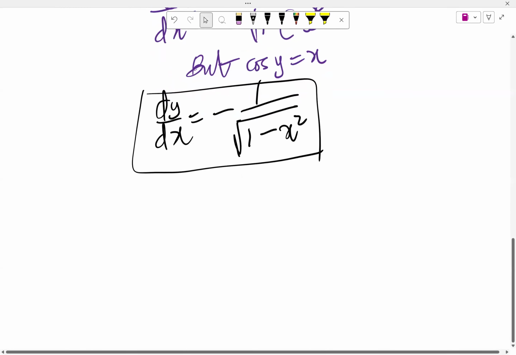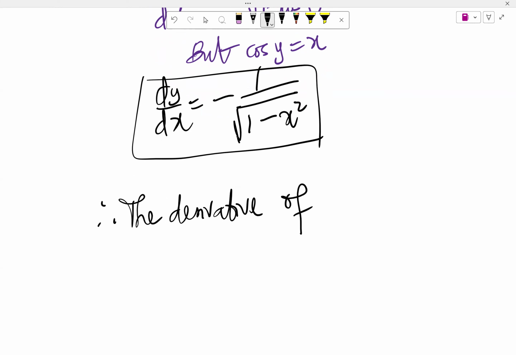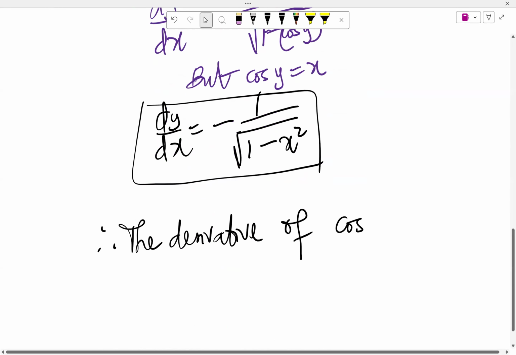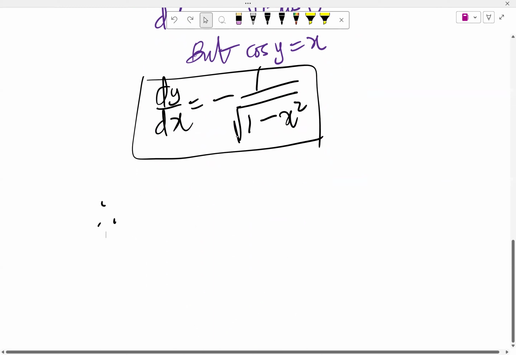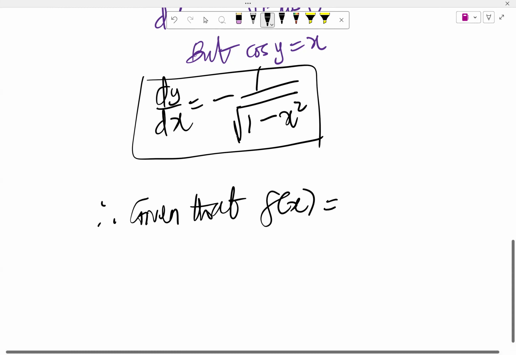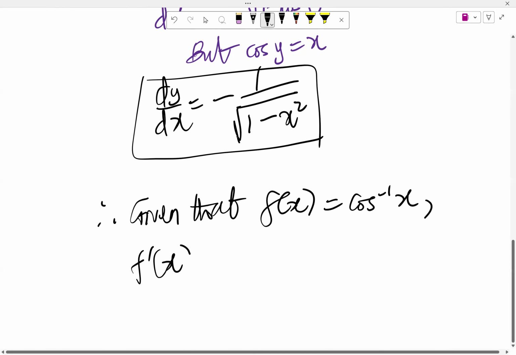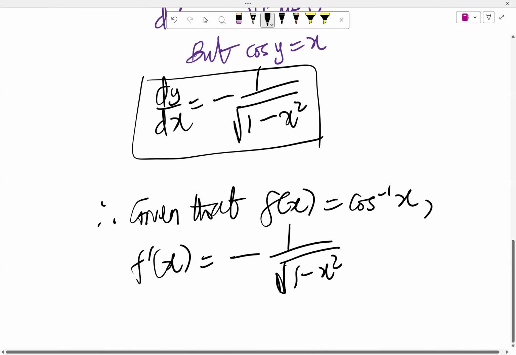So you can say, therefore, the derivative of arccos, is that what we have? Yeah. Therefore, given that f of x equals arccos of x, f prime of x will be equal to minus 1 over the square root of 1 minus x squared. And that's what you have.